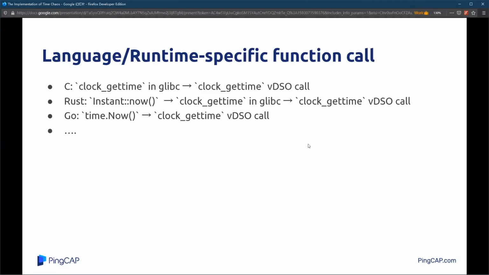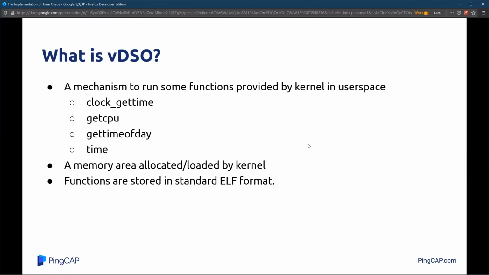But vDSO, we have talked about it several times, which may have confused you. What is vDSO? I will introduce it right now. It's a mechanism to run some functions provided by the kernel in user space. It contains several different functions, one of which is clock_gettime, which we mostly use to get time. It isn't like other dynamic libraries which are loaded by ld.so. The vDSO is allocated and loaded by the kernel when a process starts.